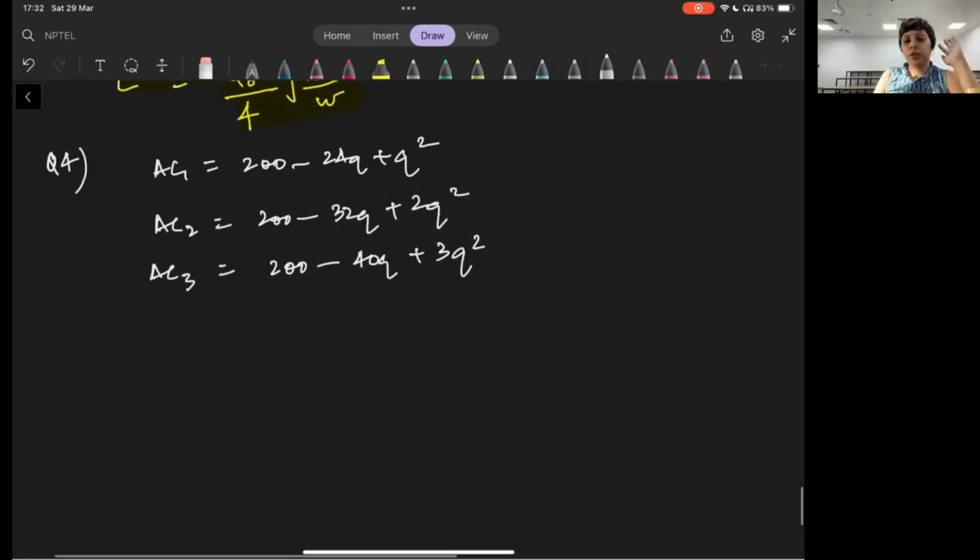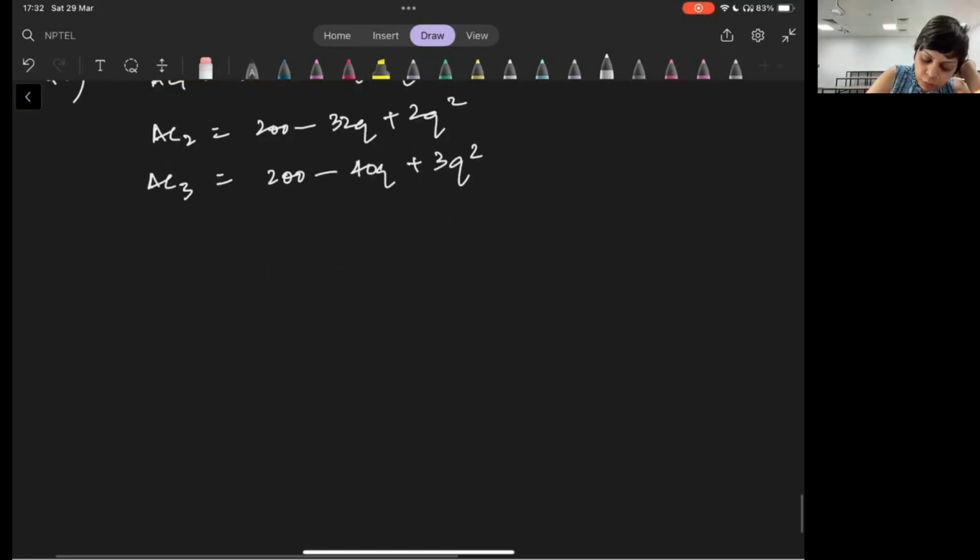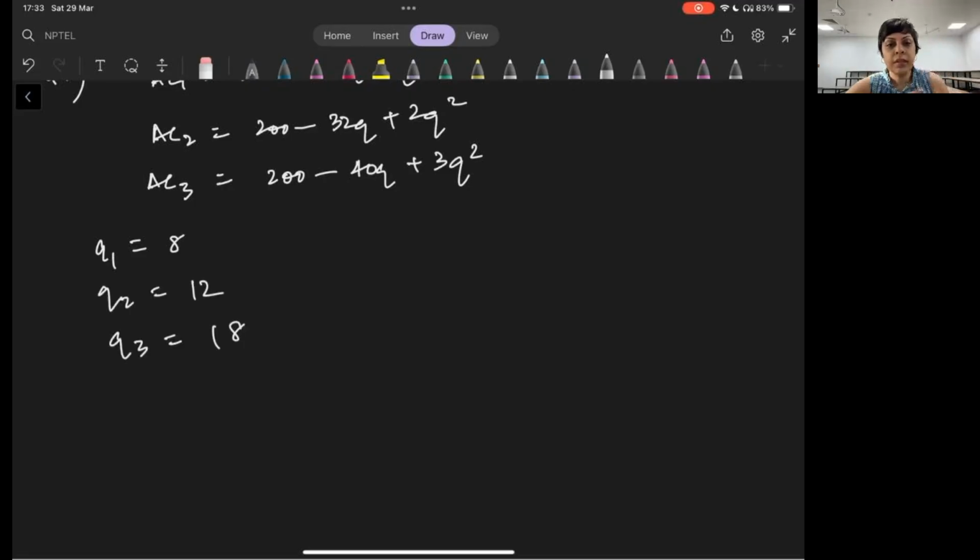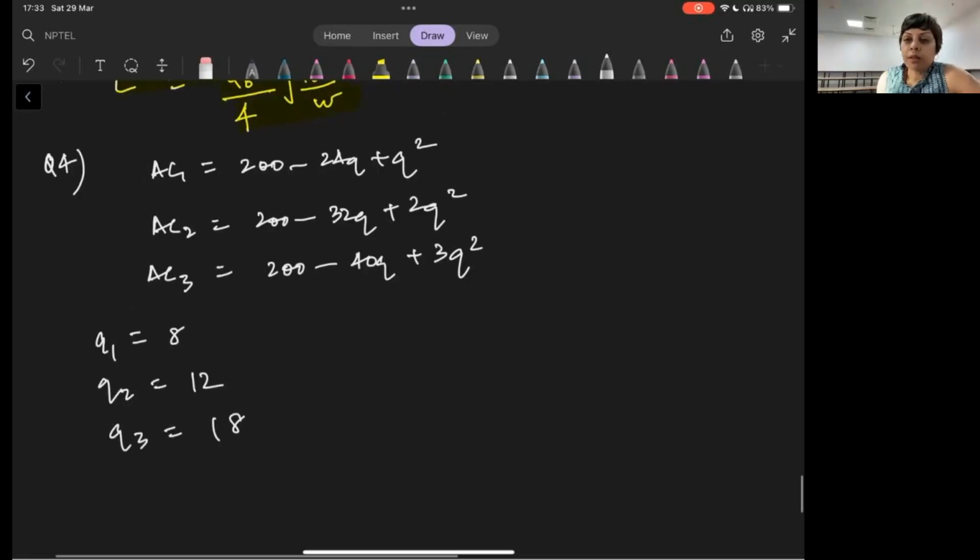Remember, this is average cost, okay, not total cost. Total cost will be average cost into q, right? Now you are given quantities q1 equal to 8, q2 equal to 12, q3 equal to 18. So what are we going to do? It's a lot of calculations, but it's an interesting question. We will calculate the costs for each quantity and each plant.